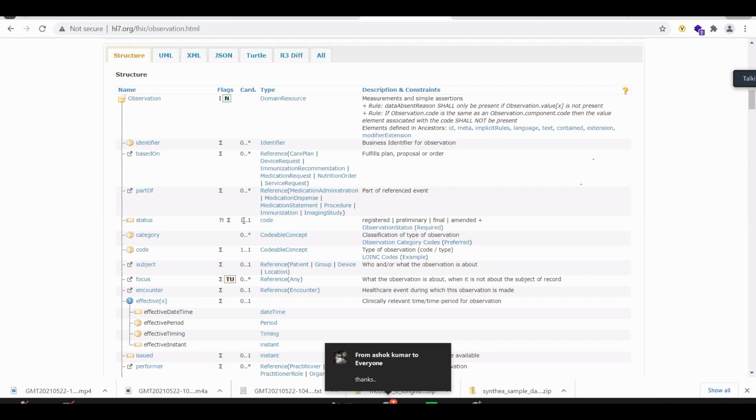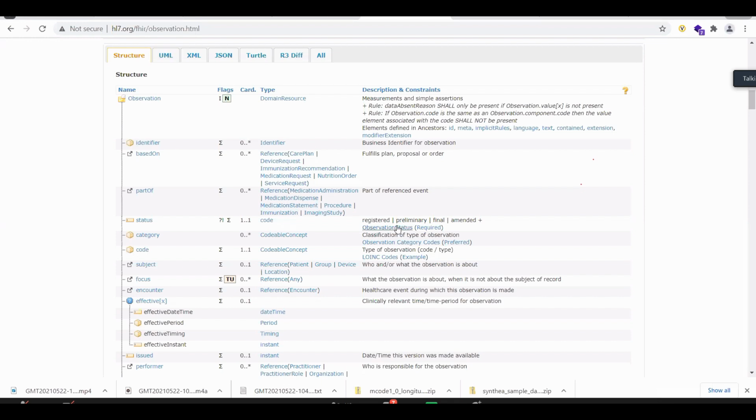Required is something you have already defined in the structure definition, and it has a cardinality of 1, and it could be 1 or star, which means that that attribute must be valued. I hope that answered the question.